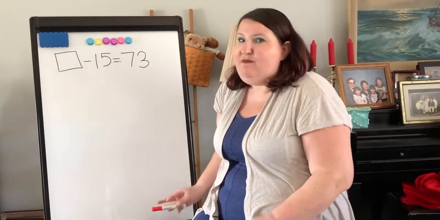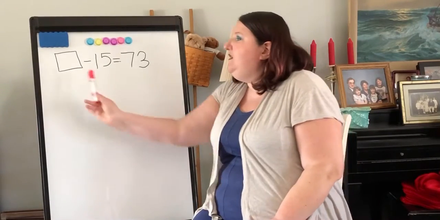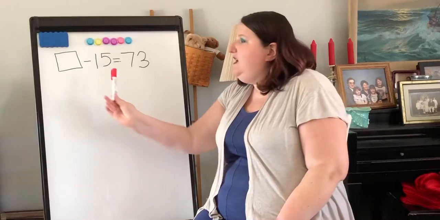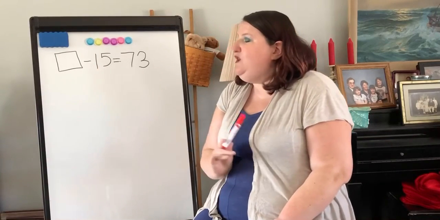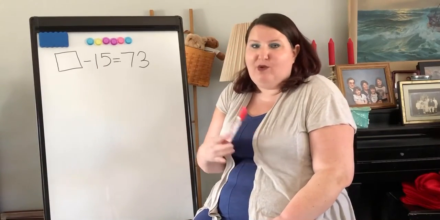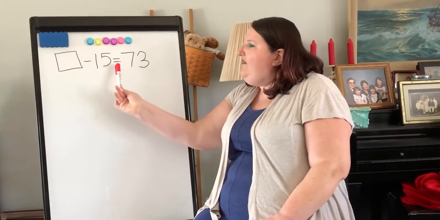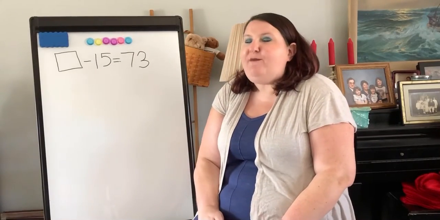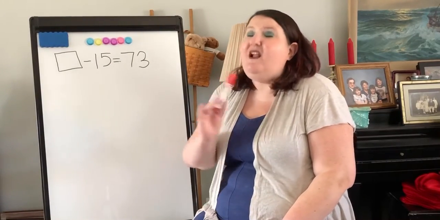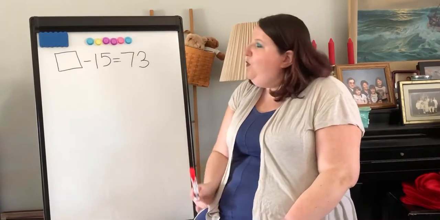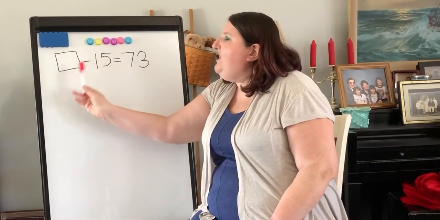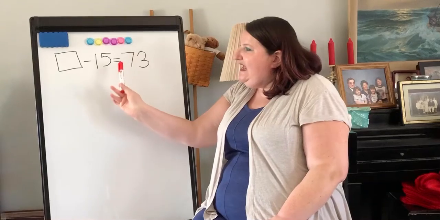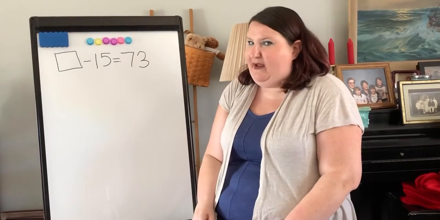Let's talk about the symbols used in this equation. We have our unknown box. We have this symbol here, which is known as the subtraction symbol or minus. We have the equal sign. And remember, boys and girls, equals means the same as, which is why I read this as unknown take away 15 is the same as 73.